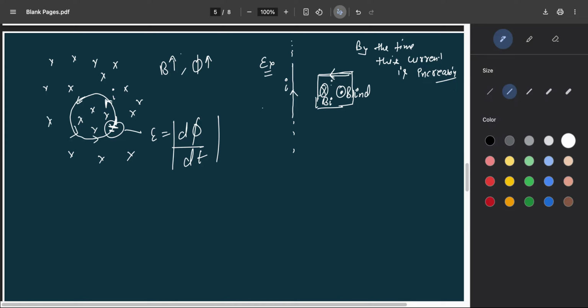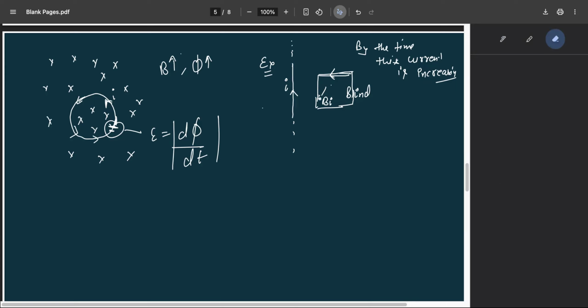There's a magnetic field inside. There's a current also. So what will happen? There's a force also, right? Understood? There will be a force too. Okay, so look, I'll make it a little bit bigger so that you can understand it in a better way.